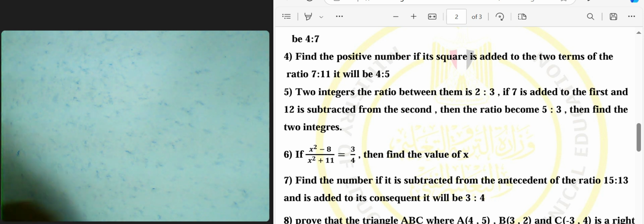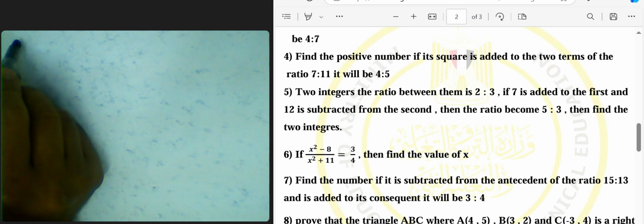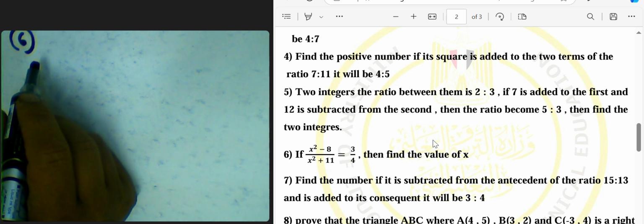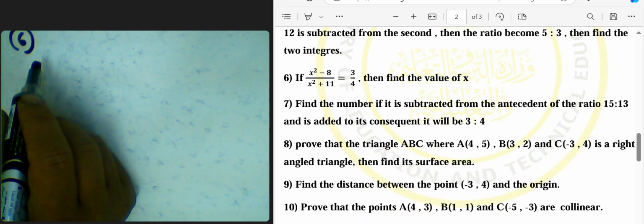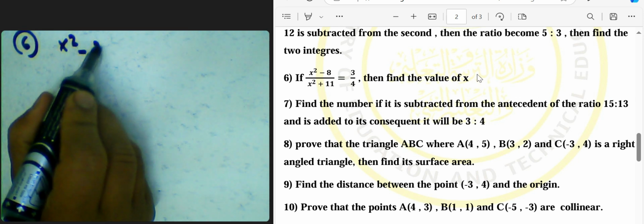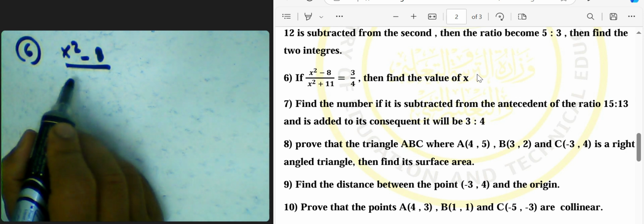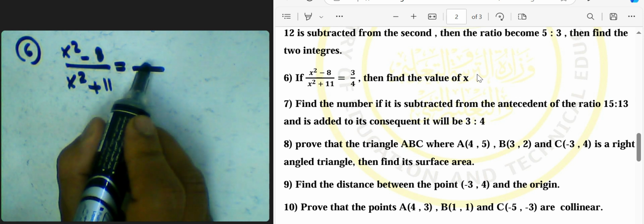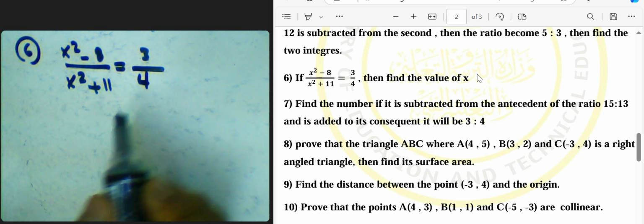Question number 6. If (x power 2 subtract 8) over (x power 2 plus 11) equals 3 over 4, then find the value of x. We have x power 2 subtract 8 over x power 2 plus 11 equal to 3 over 4. We want to find the value of x.